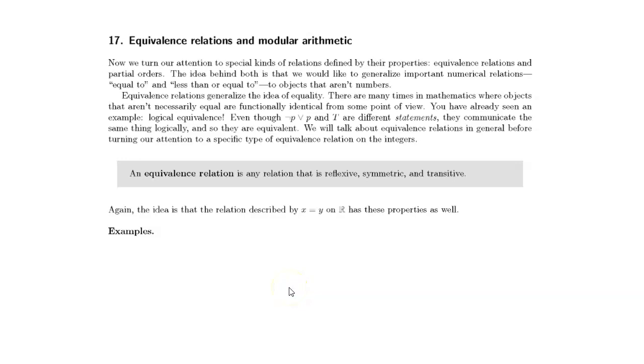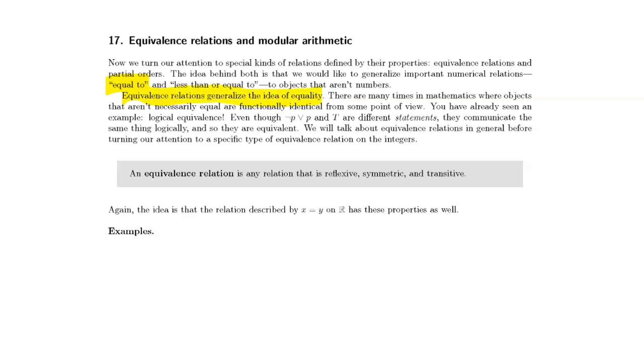Now that we've talked about relations, closures, and composition, we're going to start talking about special kinds of relations. The first one of those is going to be equivalence relations. The idea behind an equivalence relation is we want to generalize the idea of equal to objects that aren't necessarily numbers. So equivalence relations generalize the idea of equality.